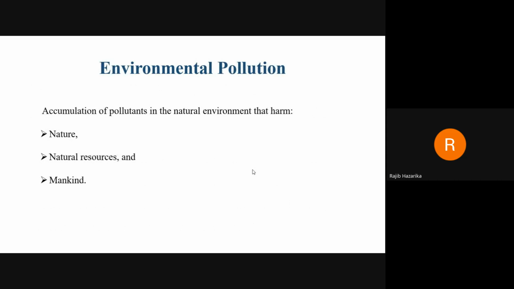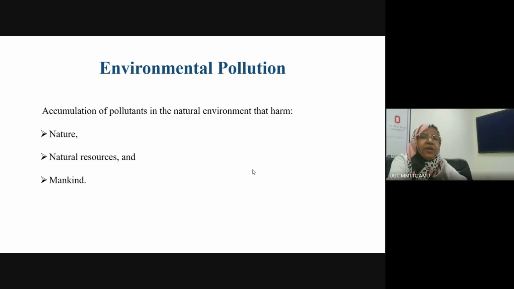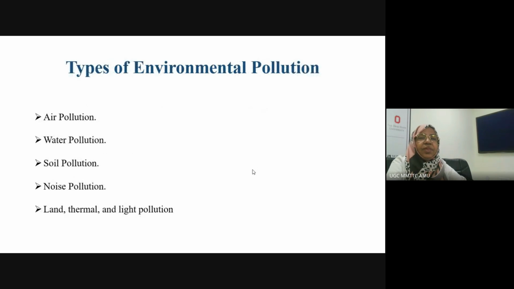Then environmental pollution is the accumulation of pollutants in the natural environment that harm nature, natural resources, and mankind. Types of environmental pollution I've already talked about: air, water, soil.